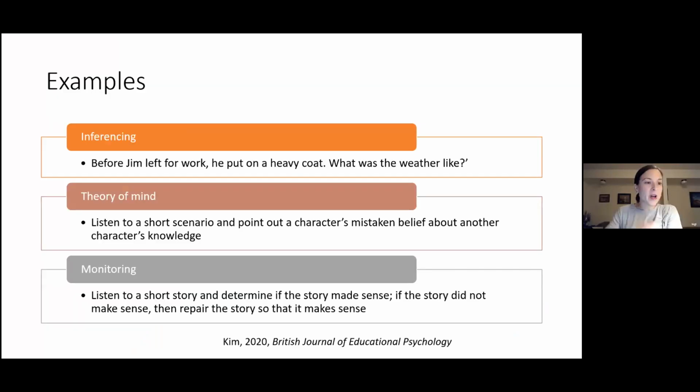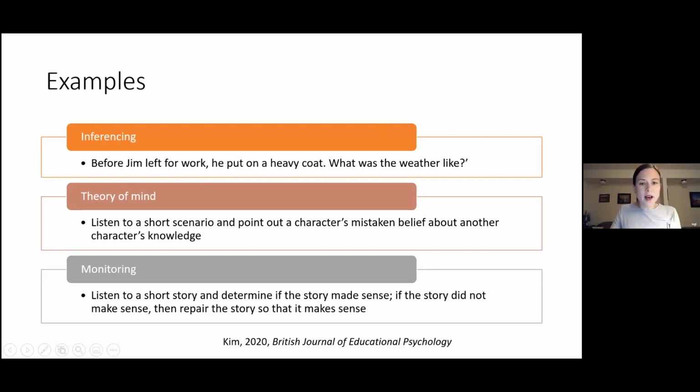So let's first talk about what we are talking about when we look at inferencing. I think the best way to understand it is with an example. Inferencing is when we make connections that aren't explicitly there in the text. Here's an example of a situation. Before Jim left for work, he put on a heavy coat. What was the weather like? Using our inferencing abilities, we understand that when you put on a heavy coat, that means it's cold outside.